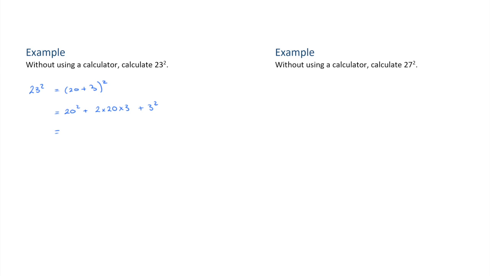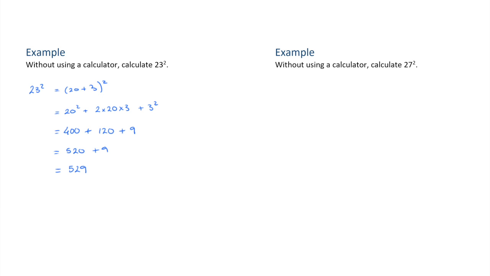That leads us to, well, let's see, 20 squared is 20 times 20, that's 400, plus 2 times 20 is 40, times 3 is 120, plus 3 squared is 9. So that's 520 plus 9. Finally, we have the answer, 23 squared is equal to 529.